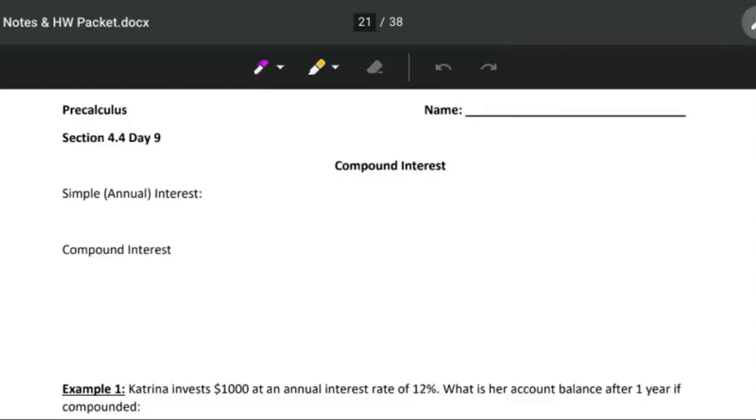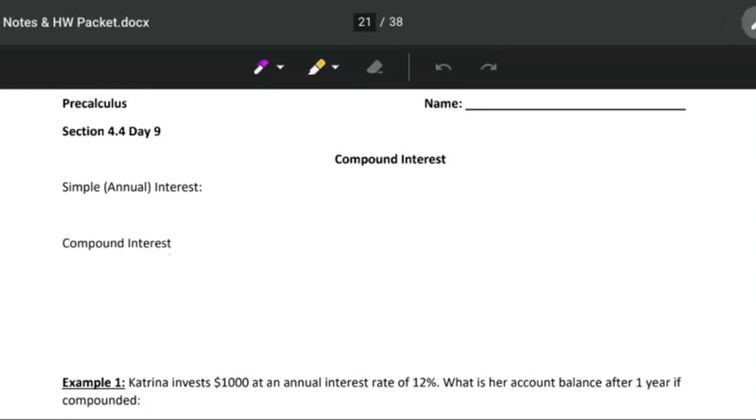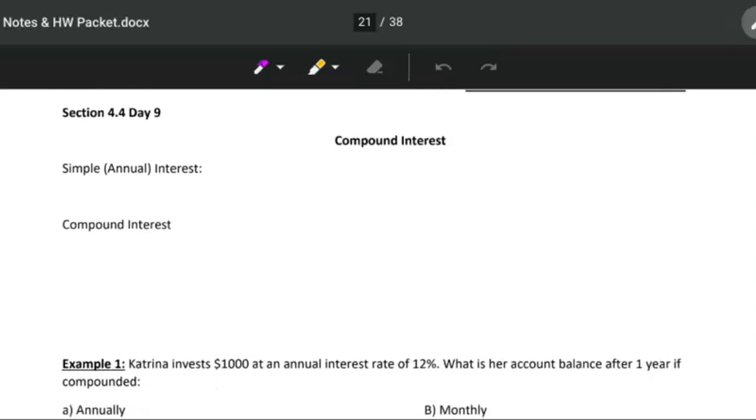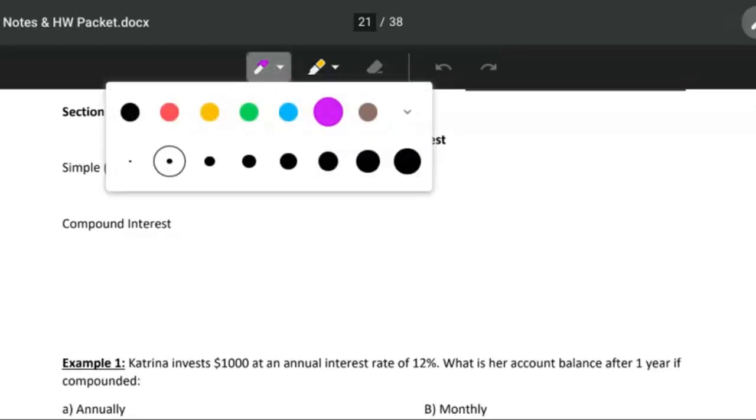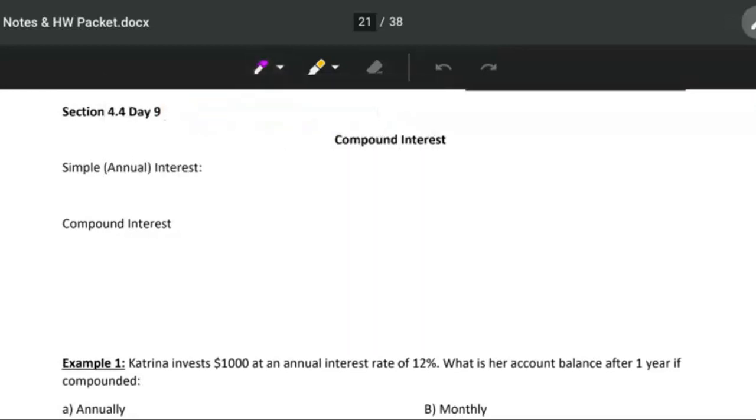For day 9 notes, which involves interest problems. So you guys probably know about interest. If you put your money in the bank and you leave it there, all right, you make interest. All right, so there's 2 types of interest. There's simple interest and compound interest.